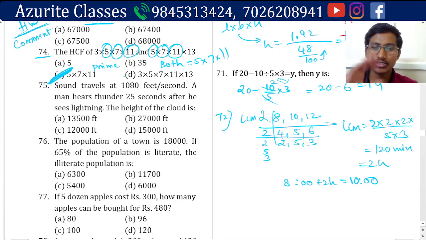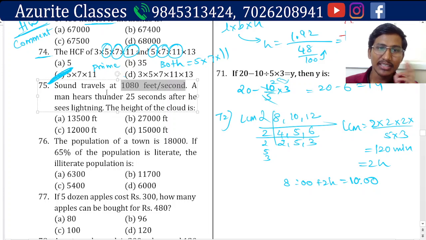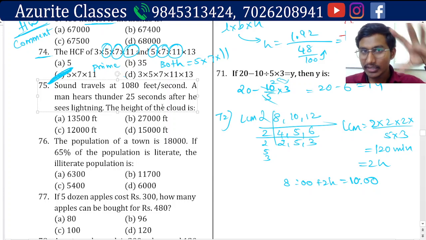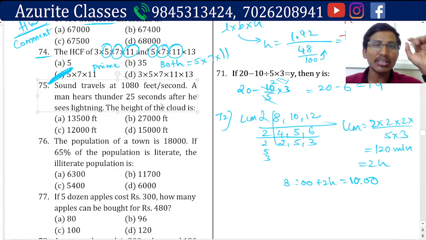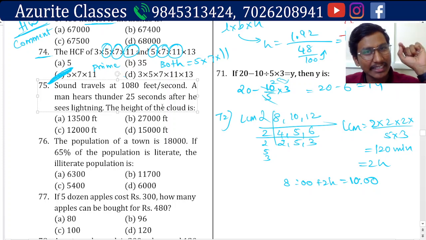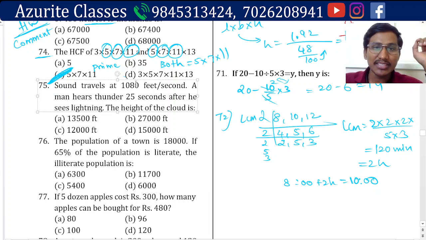So 74 is done. Tell me the 75 answer now. Sound travels 1080 feet per second. A man hears the sound 25 seconds after he sees the lightning. The height of the cloud is asked. You may have seen in the sky, the light comes first and the sound comes afterwards. Why? Because the speed of light is very fast, it comes to us first, and sound is slow, so it comes afterwards.